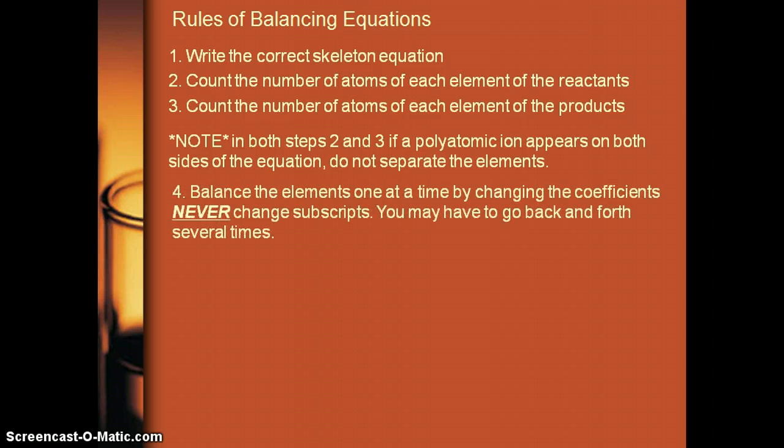All right, then you balance the elements one at a time by changing the coefficients. You never change the subscripts, okay? So if you have O2, it better stay O2. But you can change how many O2s you have. And you may need to go back and forth several times, okay? So let's give this a try, and I'll walk you through it the first time, and then I'll give you an opportunity to try it on your own.